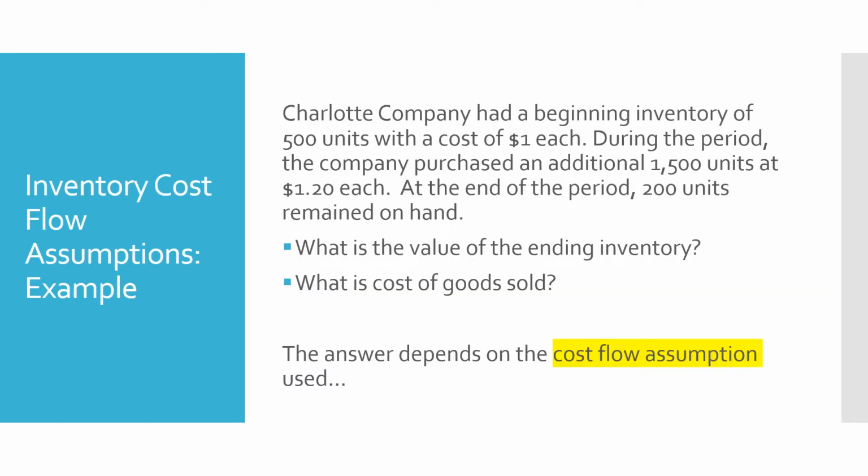So our example that we're going to start with is that we have Charlotte Company with a beginning inventory of 500 units with a cost of $1 each. During the period, the company purchased an additional 1,500 units at a cost of $1.20. At the end of the period, 200 units remained on hand. So what we want to determine is the value of ending inventory and the cost of goods sold. The answer is going to depend on what cost flow assumption is used.